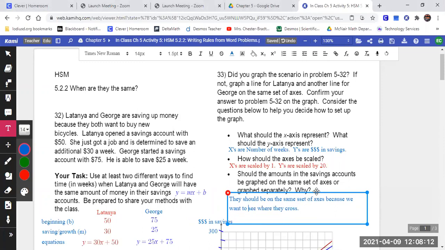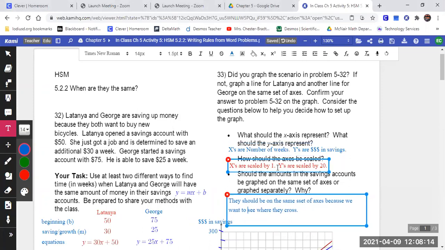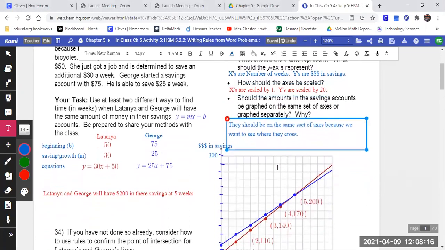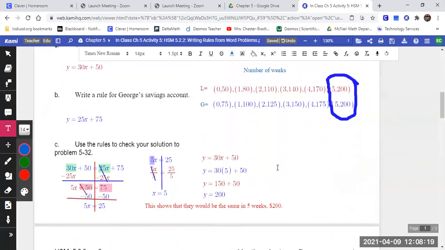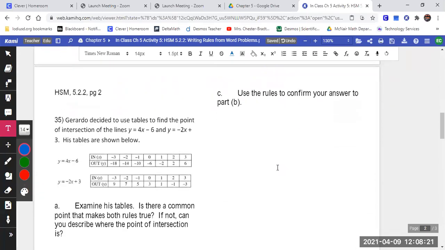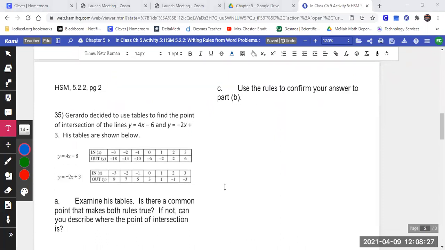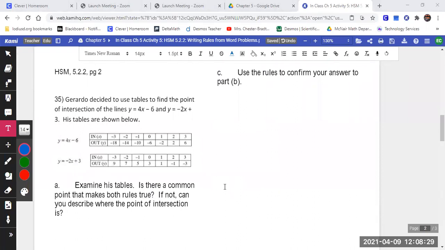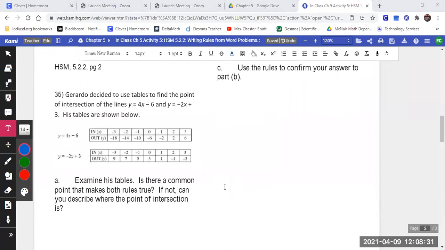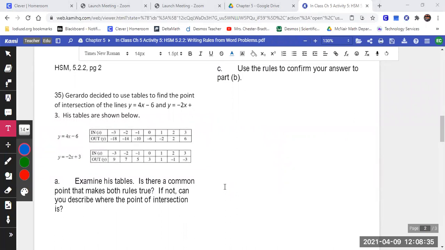Okay, because where they cross is where they're the same. So we've answered all those. We've made the graph. We're done with this one. Now on this one, he already made the table of values. We don't have to do that. We're looking at his table of values to see.